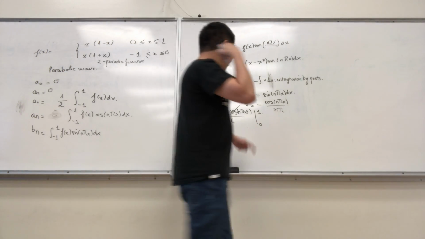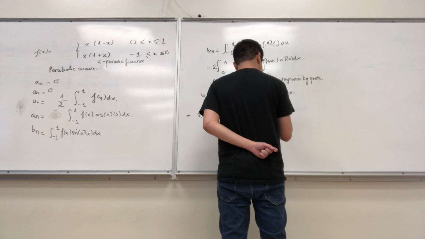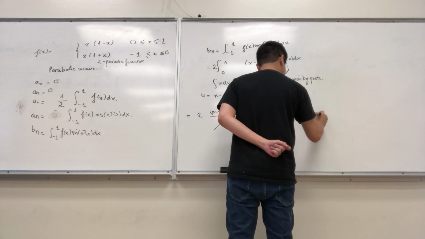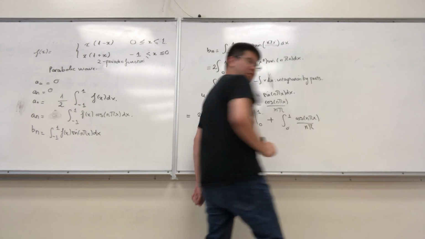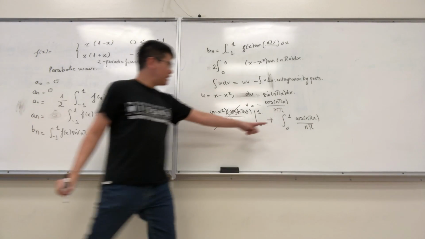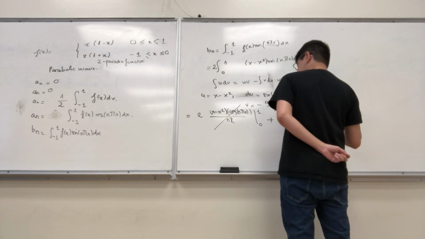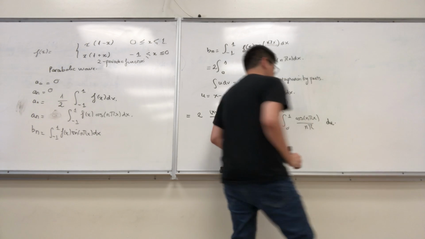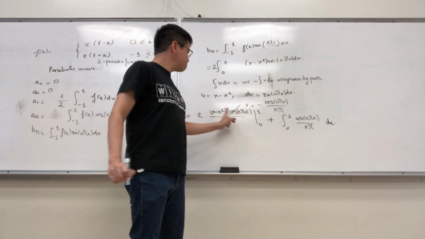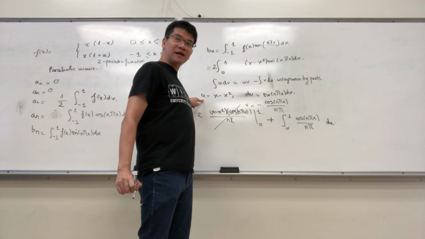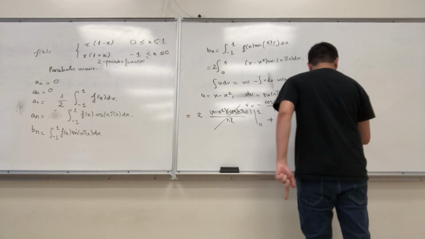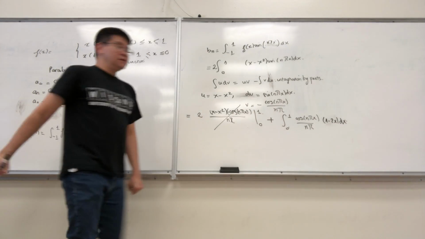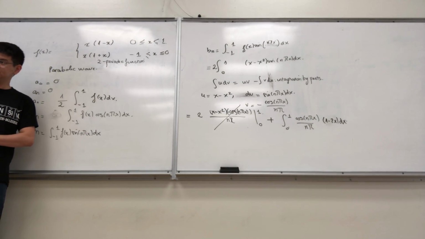So the second one will be plus the integral from 0 to 1 of cosine of n pi x over n pi. And then I have to take the du, which is computed by taking the derivative of u. So du, I'm going to replace that by (1 minus 2x) dx. All right? It's good.